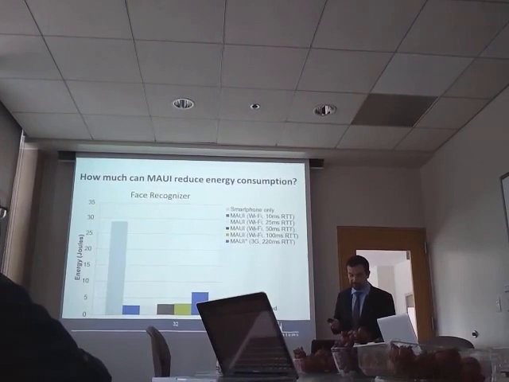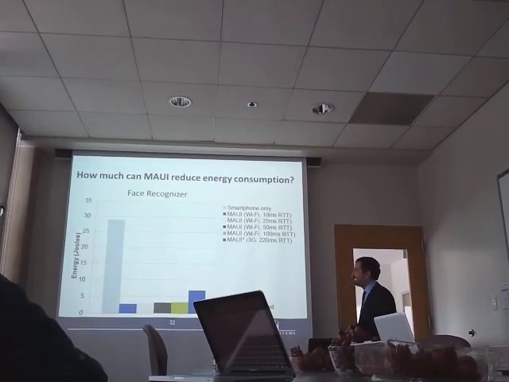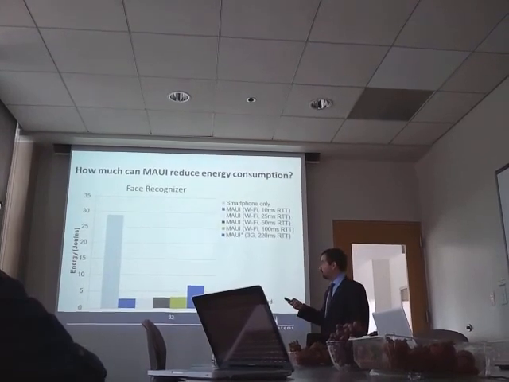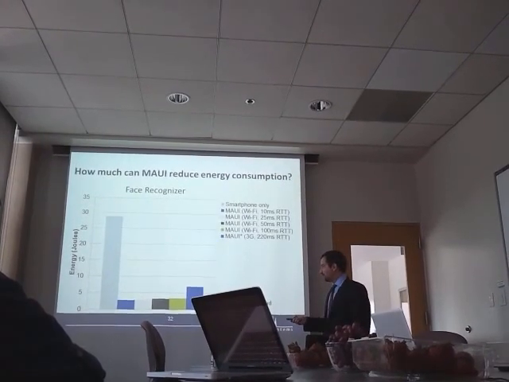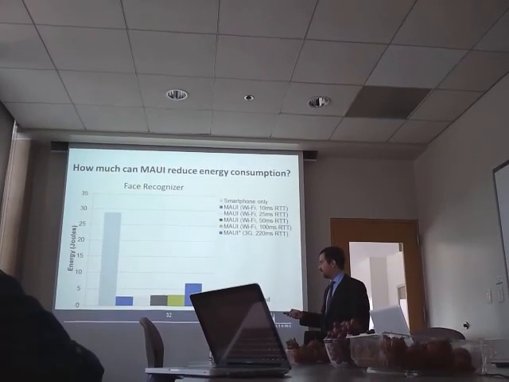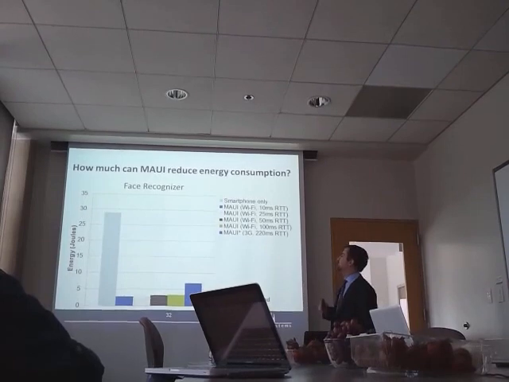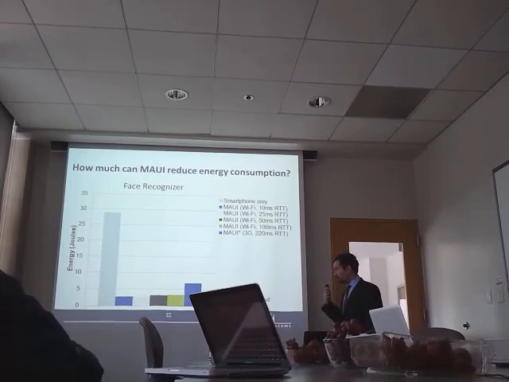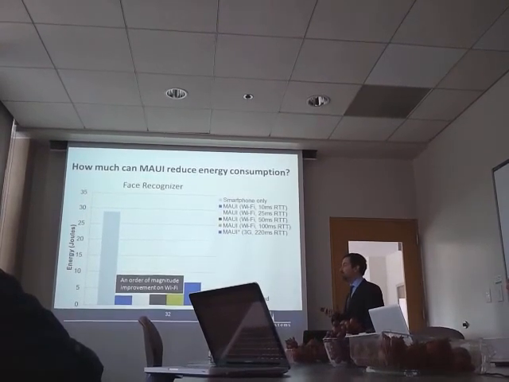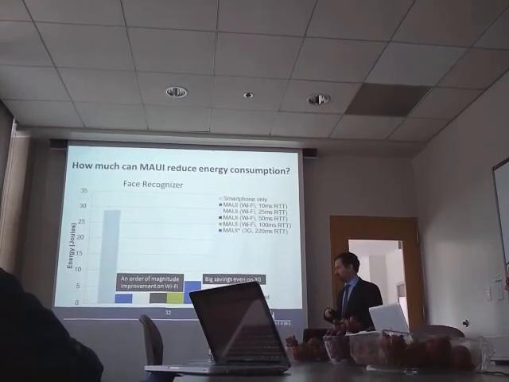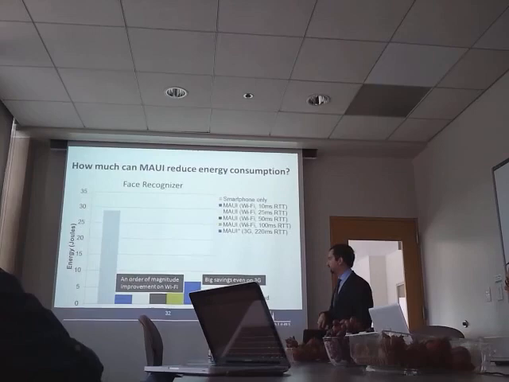For energy, we have the face recognizer. This is a pretty nice graph showing a lot of savings. This one will be done locally. These ones will be done over Wi-Fi, and this one over here is 3G, with increasing amounts of latency: 10, 25, 50, and 100 milliseconds. As you can see, we can save an order of magnitude of energy if we do this over Wi-Fi. And even if we do it on 3G, we can save quite a big deal of energy.